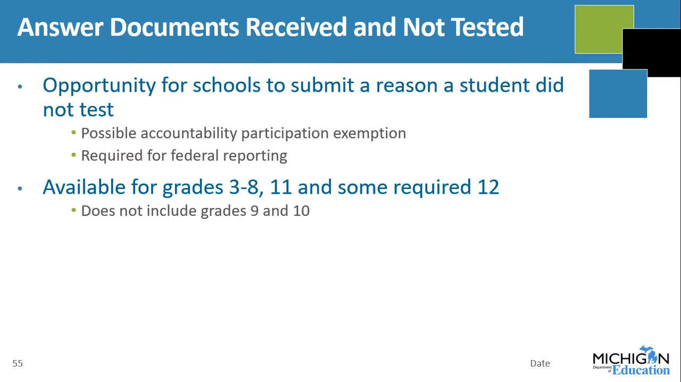Schools will also be asked to submit reasons why a student did not test. This is needed for possible accountability exemptions and also is required for other federal reporting. This is only needed for grades that are included in accountability, so that would be grades 3 through 8, 11, and again, some required grade 12 students. Grade 9 and 10 are not included in accountability, so you will not need to submit a not tested reason why those students did not test.